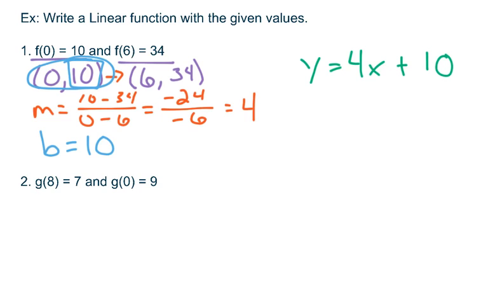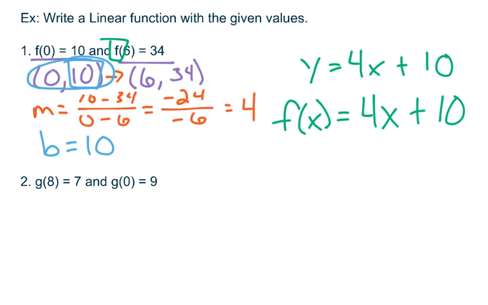So rather than y equals, the function letter they give us is f, so we need to rewrite this as f of x equals, and then it's exactly the same, 4x plus 10. Okay, so that's how linear functions work, writing linear functions with given values. Let's try another one here.